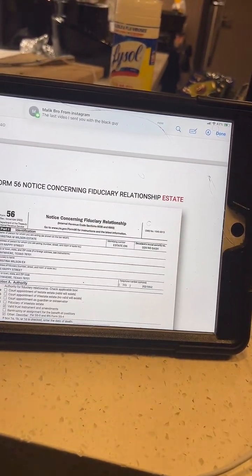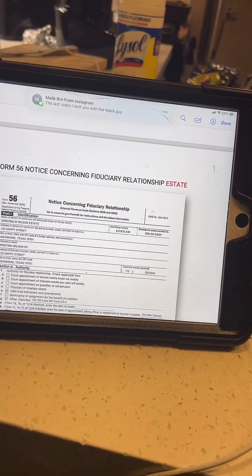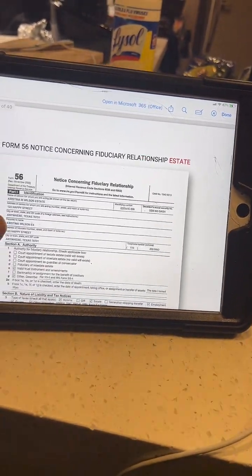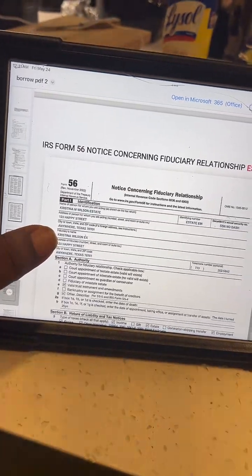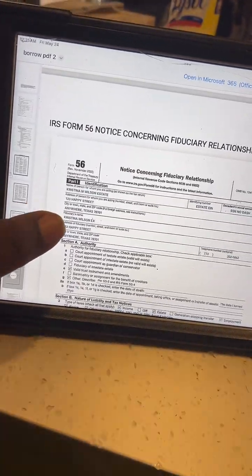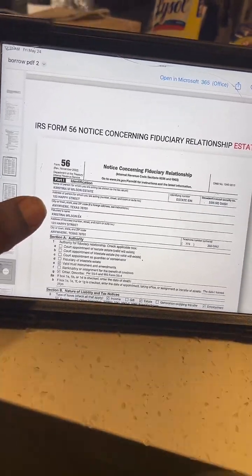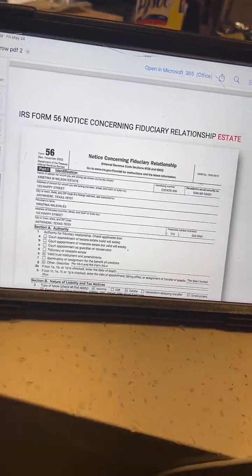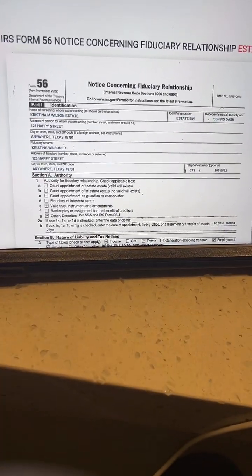So the Form 56, this is how you fill it out if you have an estate. You need to have an estate EIN to fill it out this way. Notice this, it says Christina M. Wilson Estate. If you have a middle initial, make sure you include that, right? So I have an estate EIN. I want to show y'all, but I want to cover up the details as far as my EIN. I try to keep everything organized, so I'm going to go get that real quick and show.